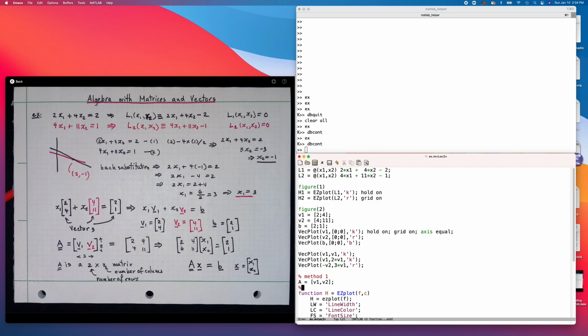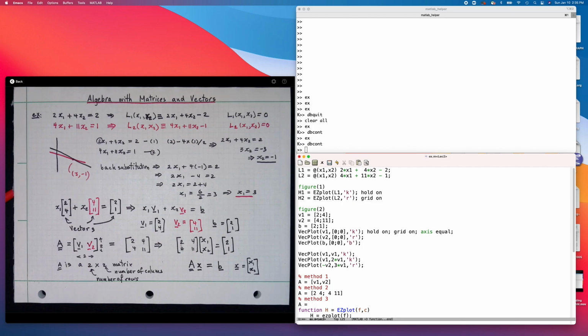Another possibility is method 2. A is equal to, and now I could just put in the numbers directly: 2, 4, semicolon, 4, 11. That's the second option. I'll not put the semicolon at the end, so that when we run the code, the matrices will show up and they should all be the same. That was method 2.